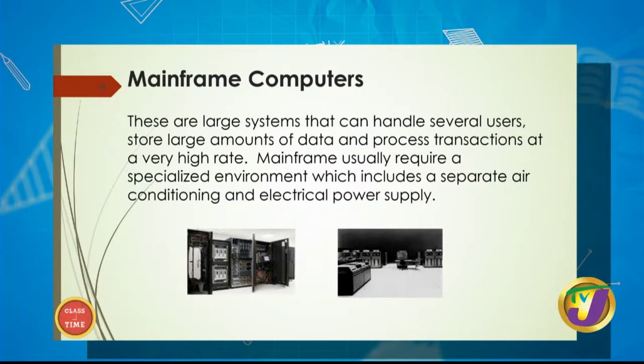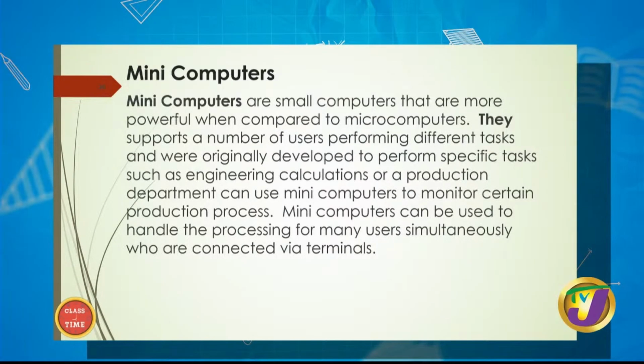The mainframe computer is very large. It can handle multiple users at the same time, and it also works at a very fast pace. But the mainframe computer is smaller than the supercomputer, and it is used by many business organizations. It performs at top speed with multiple users able to use it at the same time.